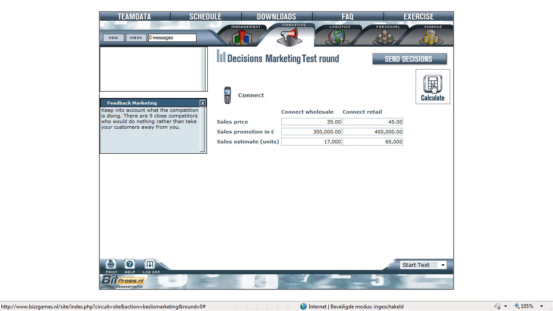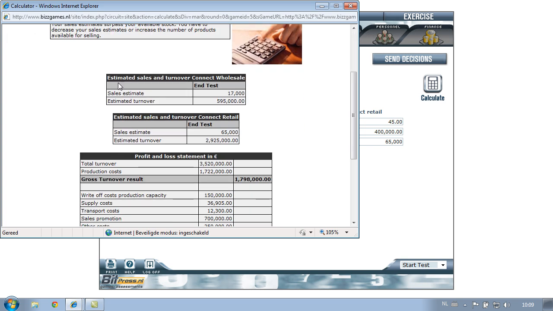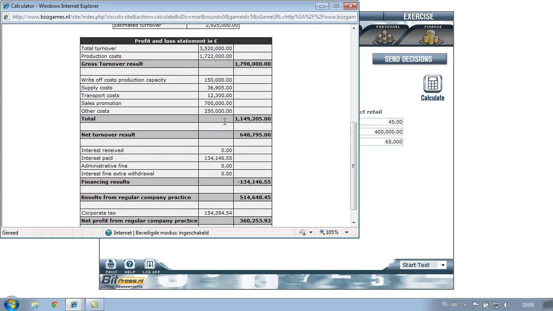We click on the calculation button and the pre-calculation appears. We can see our remaining available budget. We also get financial advice from the accountant. Please read this very carefully. Furthermore, we can find our estimated sales and turnover for the wholesale market and the retail market and an estimated profit and loss statement.